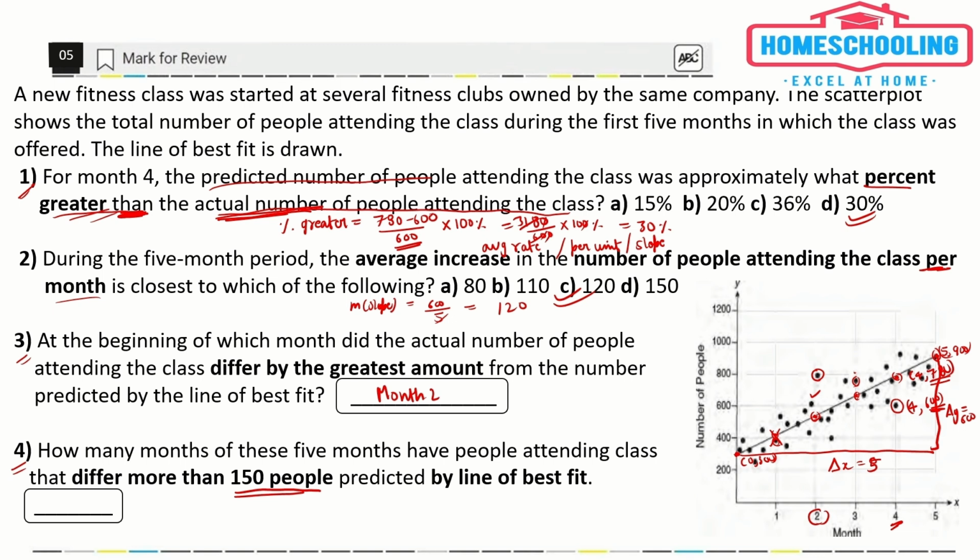It will be somewhere between 100 and 150. So this one, month 3 will not be there. Now in month 4, the difference is of 200, 800 and 600. So it is more than 150 people. So we will take month 4. And here both the points, that is predicted and the actual number of people, are at the same place. So here the difference is 0. So for 2 months, that is month 2 and month 4.